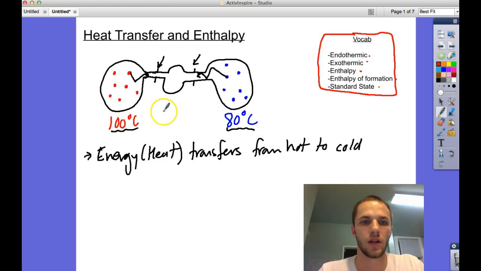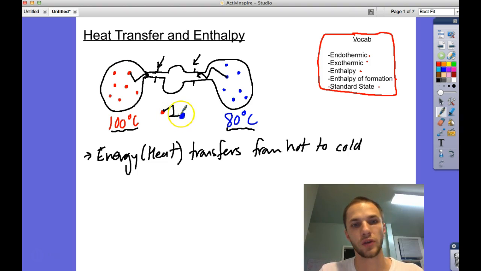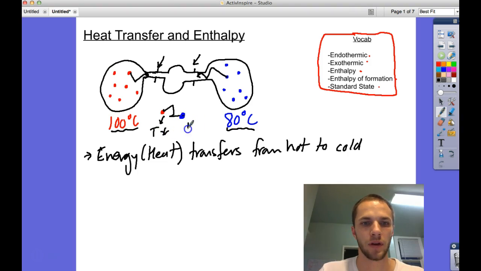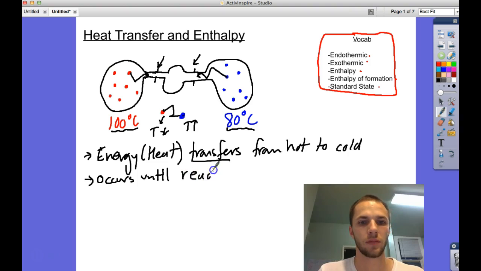So in this case, the red gas molecule would bounce around, and if it collides with a blue 80 degree, oops, that's not blue, 80 degree molecule, some of this heat, the energy associated with this molecule moving, is going to be transferred to this blue one. So ultimately, the temperature of this red molecule will drop and the temperature of this blue molecule will increase. This process, energy transfer, occurs until you reach something called thermal equilibrium.